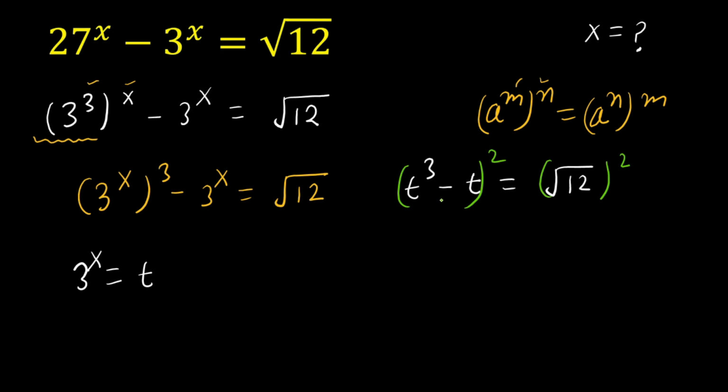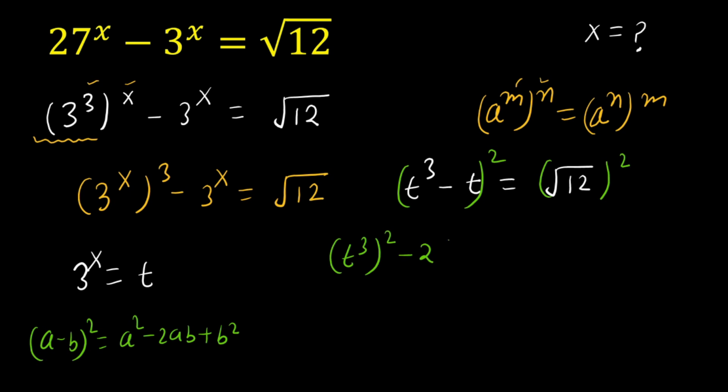Then on the left-hand side we will apply (a − b) whole squared, and we know that (a − b)^2 is a^2 − 2ab + b^2. If we apply this rule here, then (t^3)^2 − 2 times a, that is t^3, and b, that is t, plus b^2, that is t^2, and this is equal to 12, since the square root is cancelled out by the square.